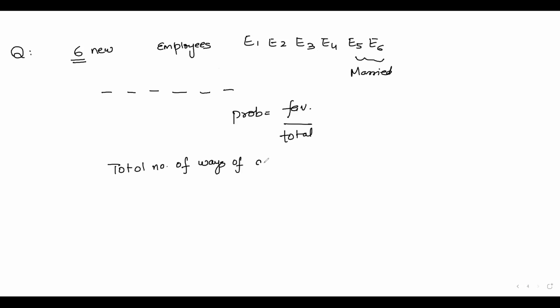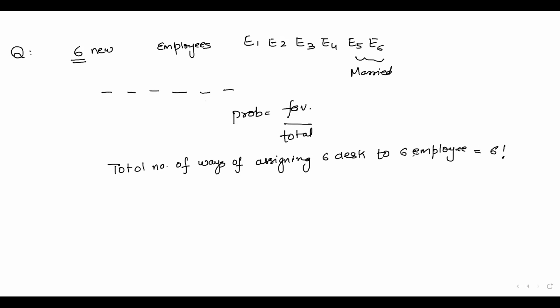Now, the total number of ways of assigning 6 disks to 6 employees. Yusra, what will be the answer? 6 factorial. Very good. Because this has 6 options, this has 5 options, then 3, 2, 1, this is equal to 6 factorial. This is clear?